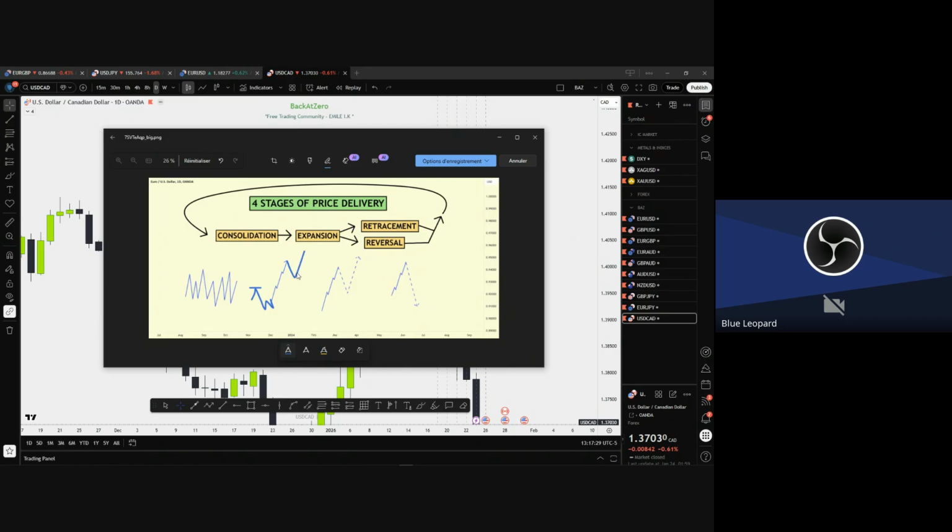And if it does this, what is the name of this now? Retracement. Okay? Retracement will be the pause in the market. After an expansion, you will have retracement.